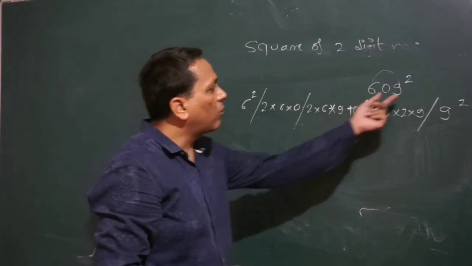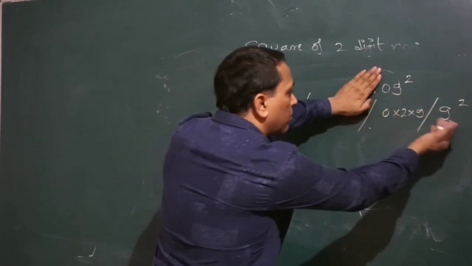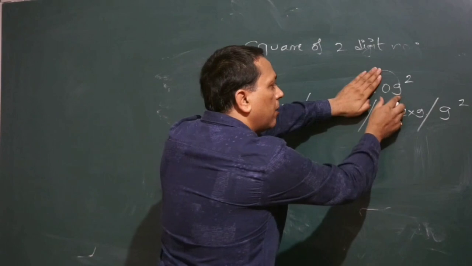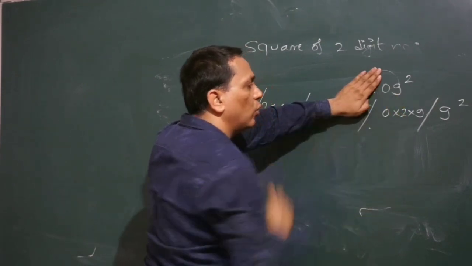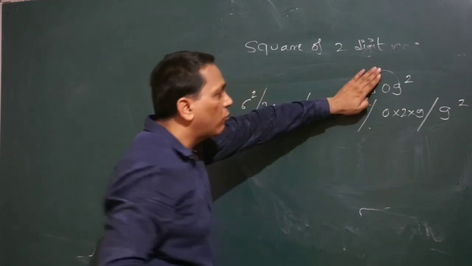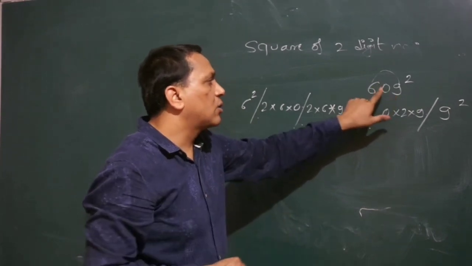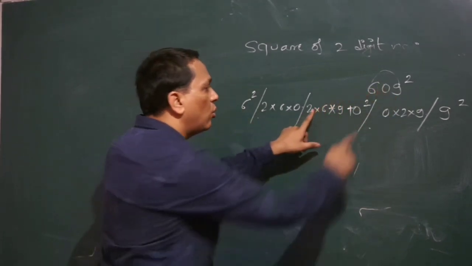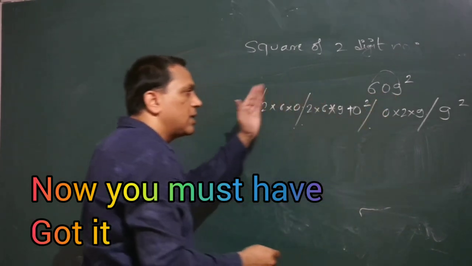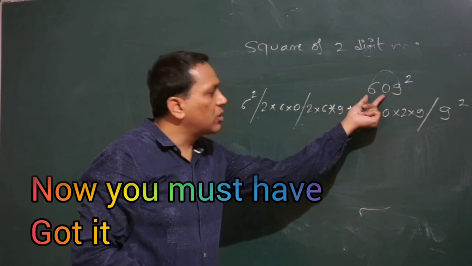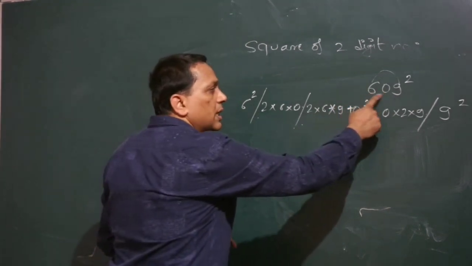In the first part, we write the square of this last number. In the next part, we multiply the product of these two numbers by 2, 0 into 9 into 2. In the next part, what we do is, we multiply these two terms by 2 and add the square of the middle term. So 2 into 6 into 9 plus the square of the middle term. In the second last term, we take the product of the first two numbers and multiply by 2. So 2 into 6 into 0.